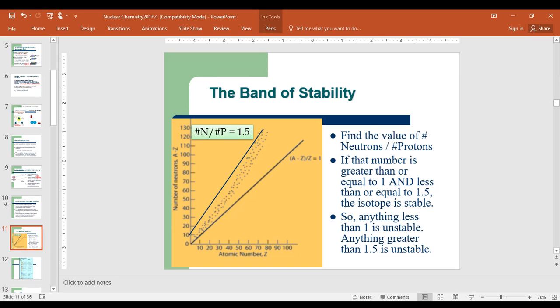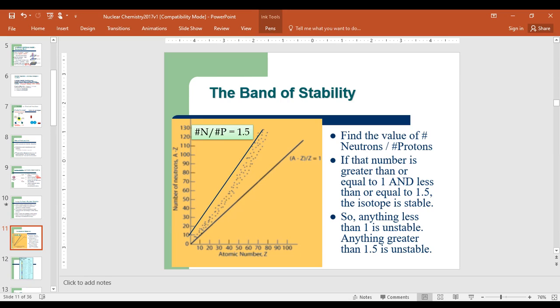So we can predict if a nucleus will be stable or not by looking at the ratio of neutrons to protons. What we see is that if the ratio is greater than or equal to 1 and less than or equal to 1.5, the isotope is stable. So there's a band there where it is stable. If it's less than 1 or greater than 1.5, it's unstable.